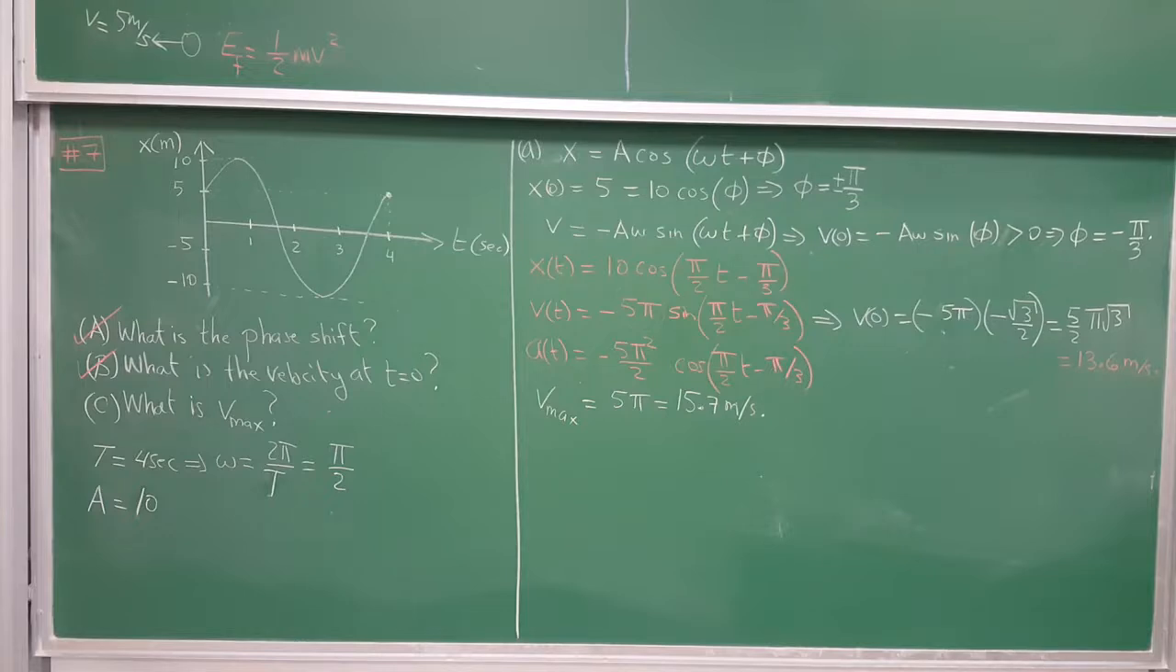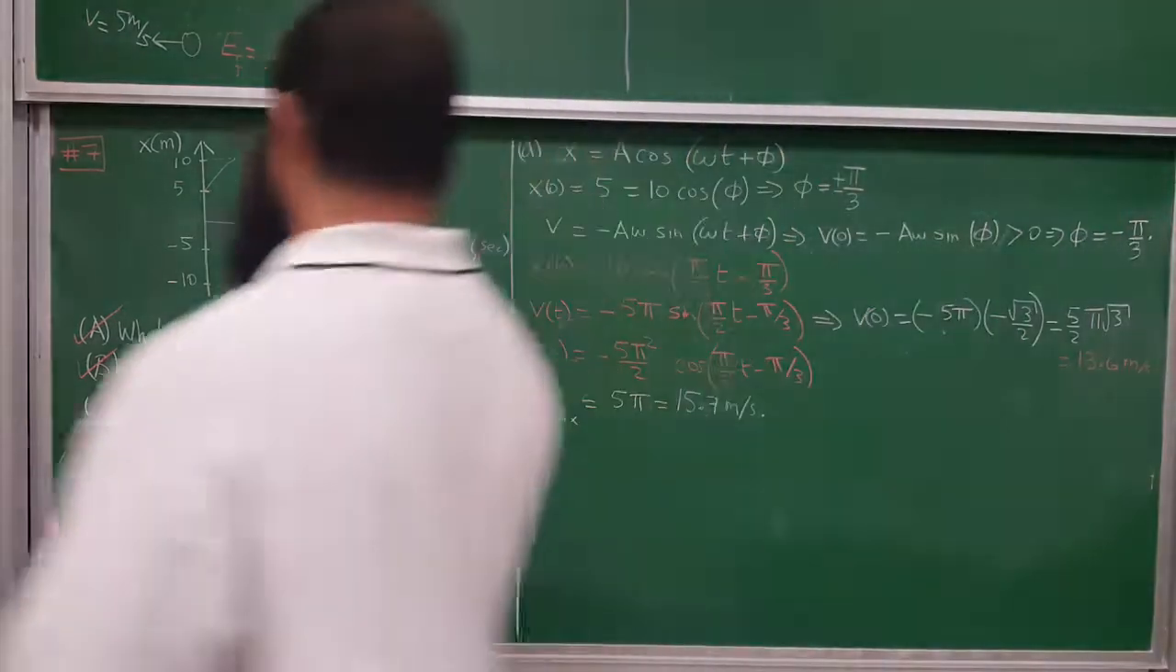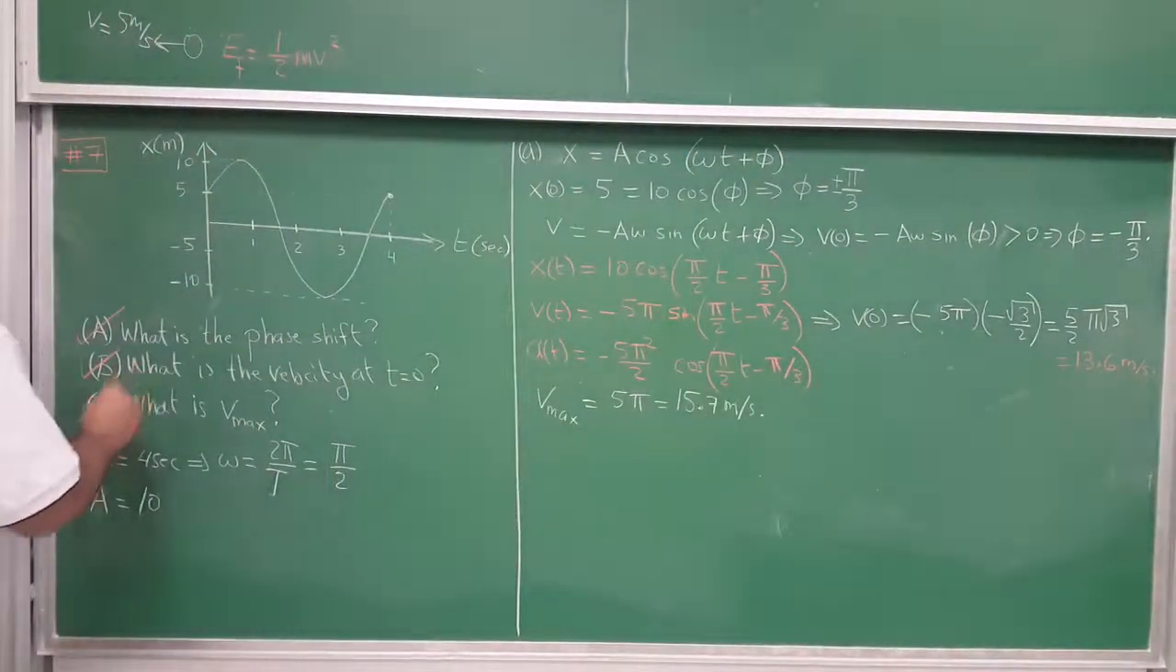We are in problem number 7, and I get 13.6, 15.7, and yeah, that looks okay. That looks good to me. And what is the other question here? It says, what is Vmax? Yeah, we answered everything. For some reason, I thought there were more questions than this. Or maybe I'm thinking of another problem. So that is good. All right?